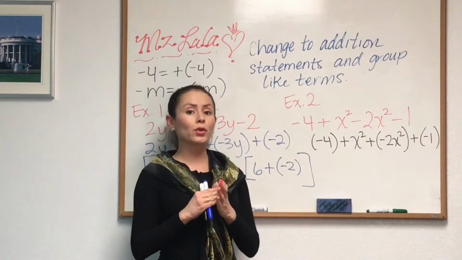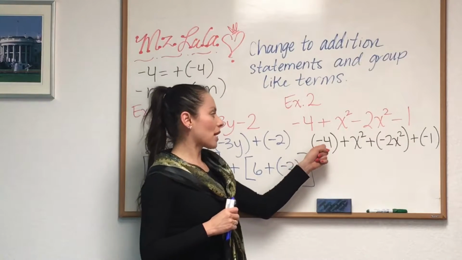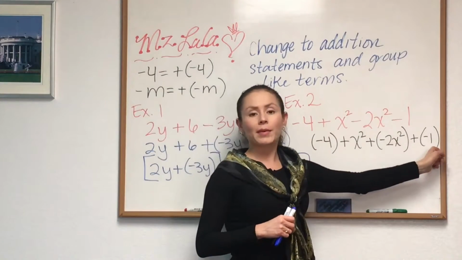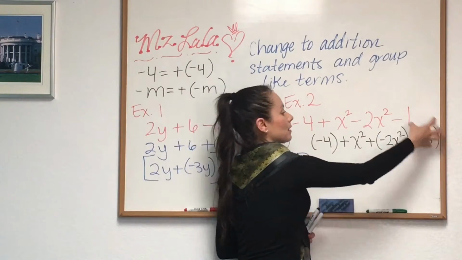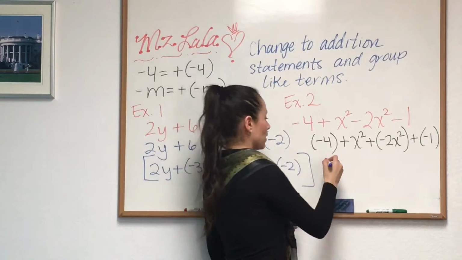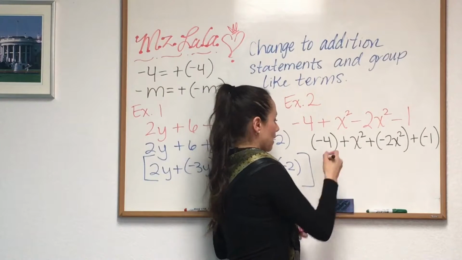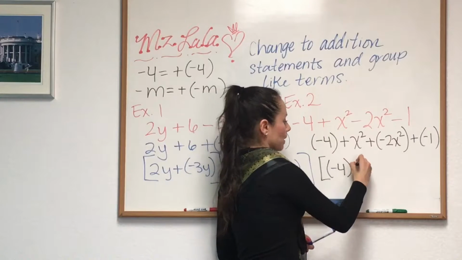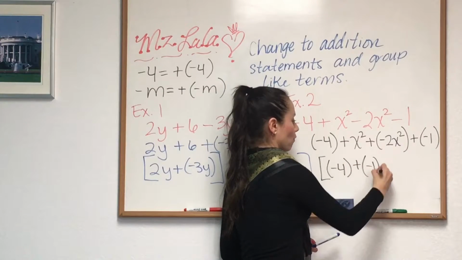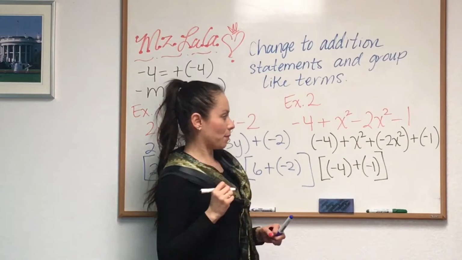Now they want us to group all of our like terms. So we have a number by itself with no variable. So those are like terms. So I can bring this over here because commutative property says it's okay. So I will group that by putting negative 4 plus negative 1, grouping it with brackets.